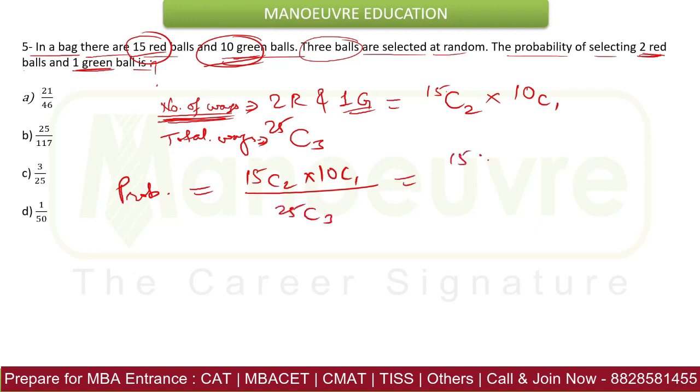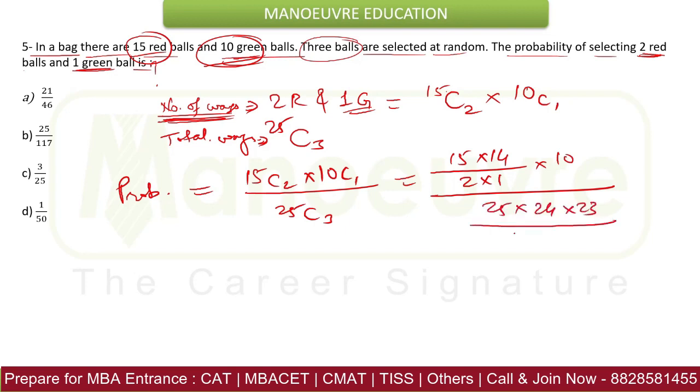That means it will be 15 into 14 divided by 2 into 1, into 10, divided by 25 into 24 into 23 divided by 3 into 2. Now let's simplify this. It will be 6 ones are and 6 fours are. This will be 2 ones are and 2 fives are.